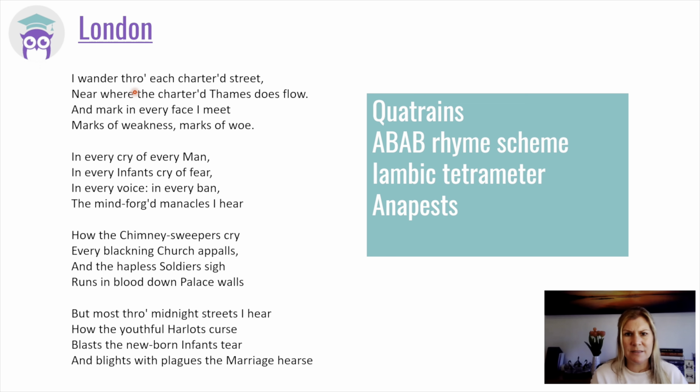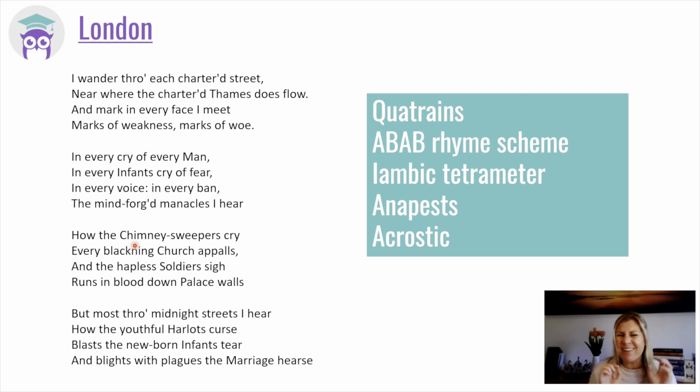So here, this is iambic tetrameter. "I wander through each charted street where the charted Thames does flow." So the beat is on the 2nd syllable, like a heartbeat, and you've got 7 or 8 syllables in each line. But then here, we've got anapests. "How the chimney sweepers cry, every blackening church appalls." And that's putting a little bit more special focus on these ideas, these images of the chimney sweeper and the corrupt church.